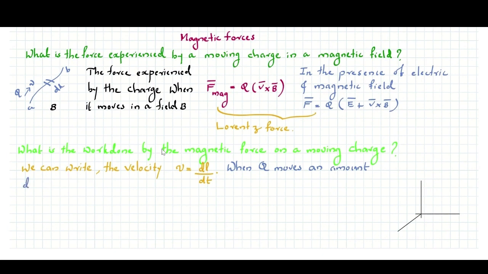When Q moves an amount dl, the velocity is nothing but dl by dt. From that, we will get an expression for dl as v dt.